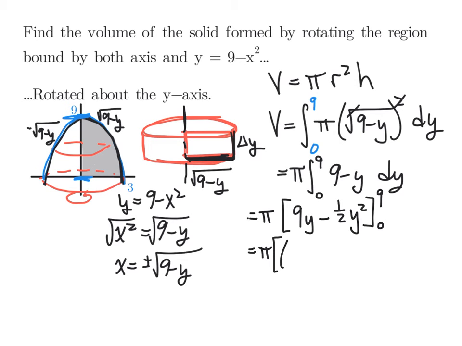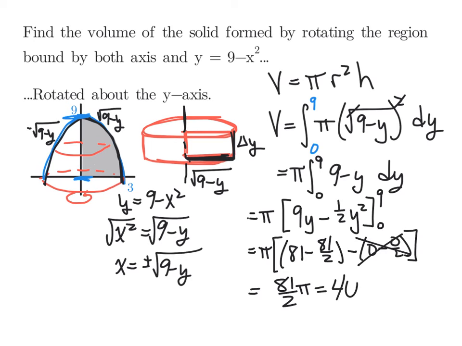So when I plug in 9, we'll have 81 minus 81 halves, minus 0 minus 0 halves. So of course that's nothing. And it looks like this will end up being 81 halves pi, or if you wanted to go 40.5 pi, that's going to end up being 127.234. A much smaller volume when we go around the y-axis than when we go around the x-axis.